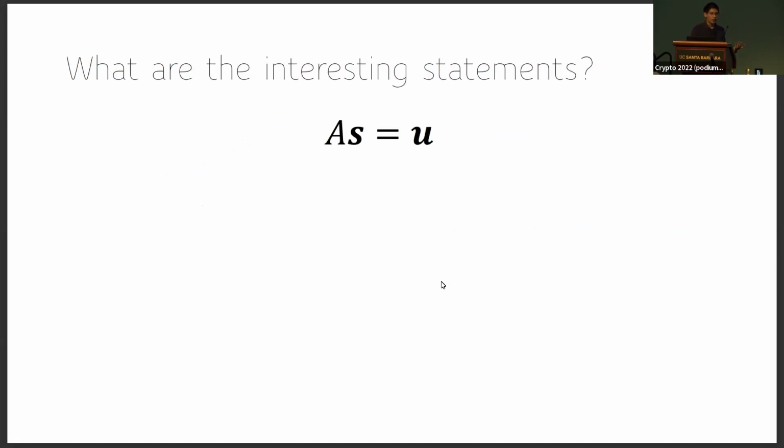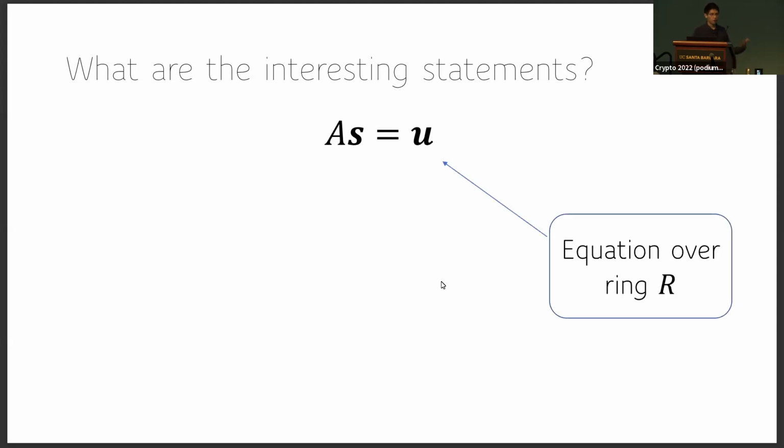So what are the interesting statements? Well, if one were to construct some privacy-oriented primitive from lattices, it makes sense that at some point, some user or some entity will want to prove knowledge of some short vector in the lattice. So at the end of the day, we consider statements of the form AS = U.